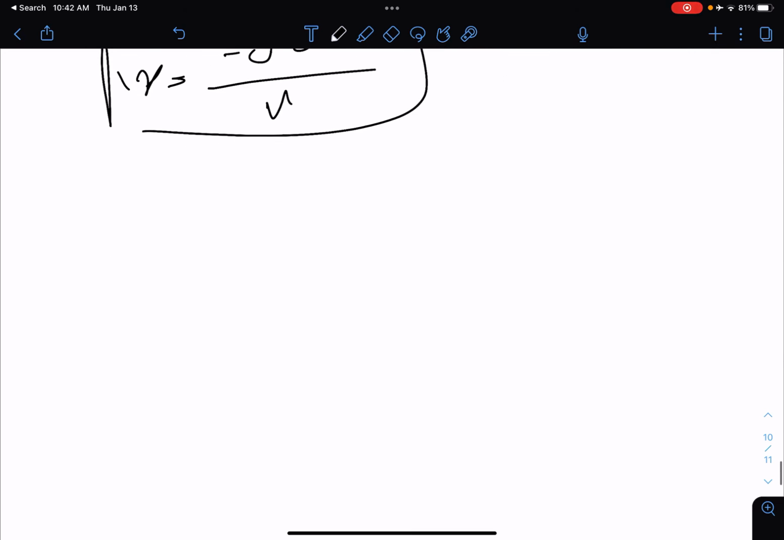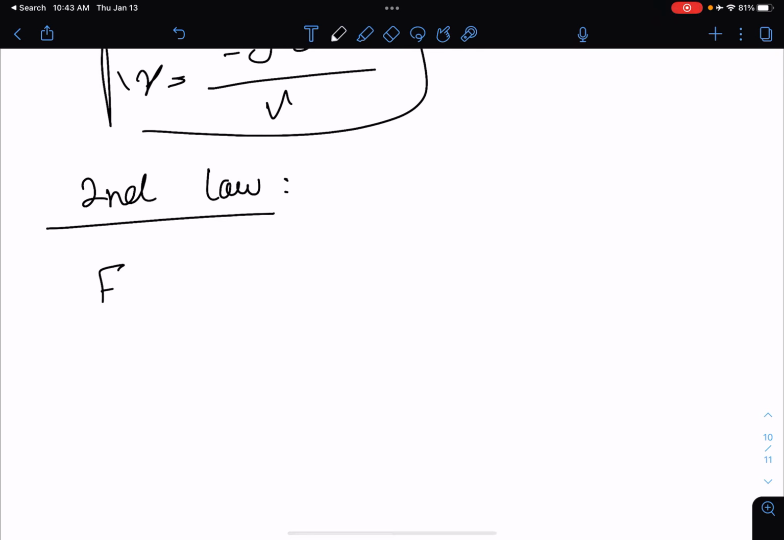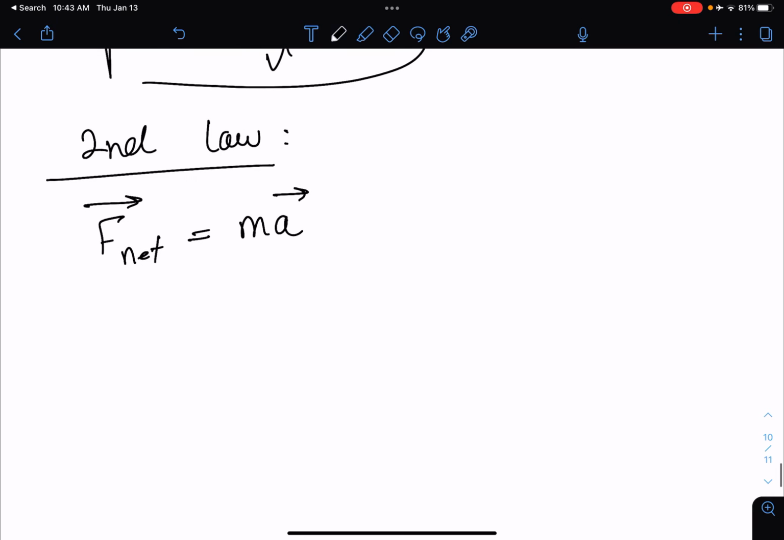Let's talk about Newton's second law of motion, or Newton's second law, right? What is Newton's second law? Anyone? F equals ma. Exactly.